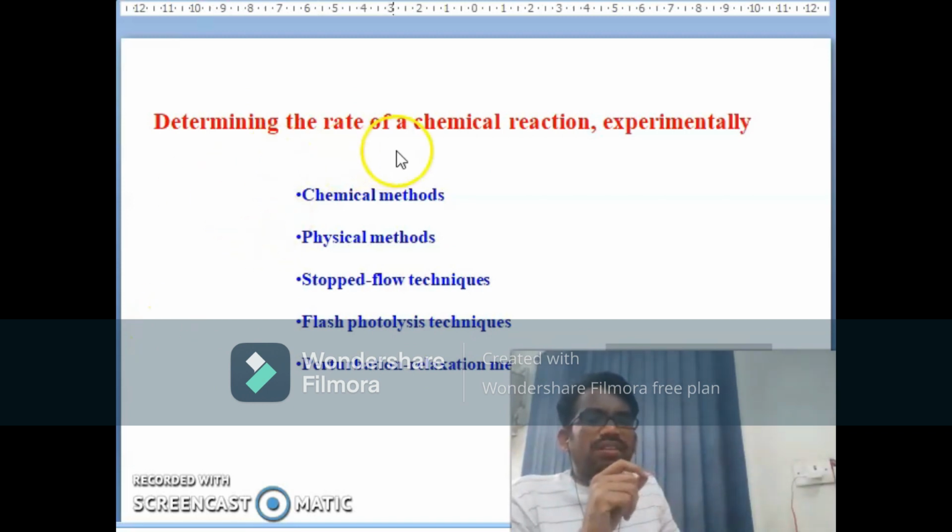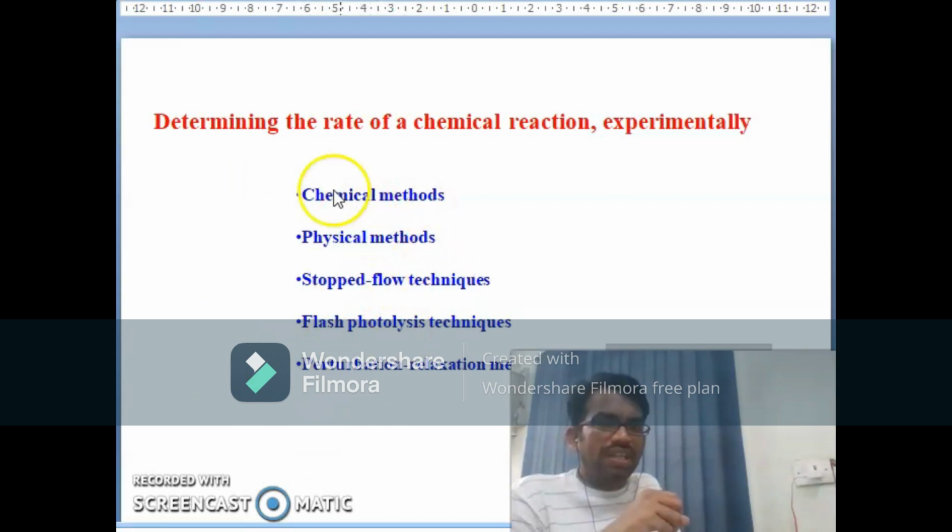To determine the rate of a chemical reaction experimentally, there are many methods and techniques. The first is chemical methods. The second is physical methods. The third is stopped-flow techniques. The fourth is flash photolysis techniques. And the fifth is perturbation relaxation methods. Out of these five methods, you can find the rate of chemical reactions as a function of time. In today's class, I will especially focus on stopped-flow kinetics: what it is, what the mechanism is, and what the principles of stopped-flow techniques are.